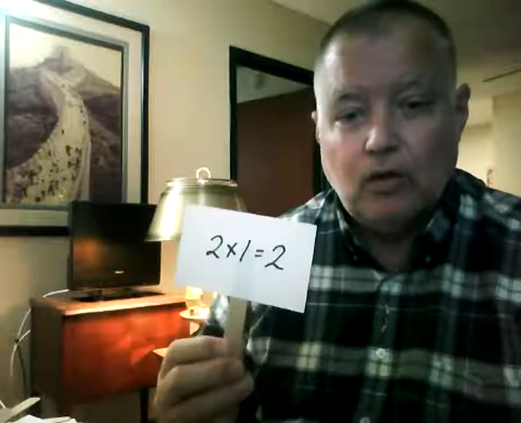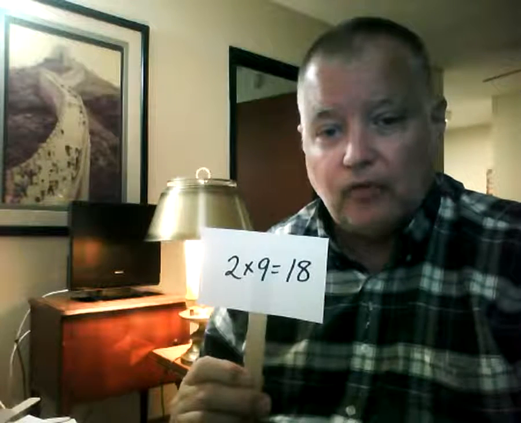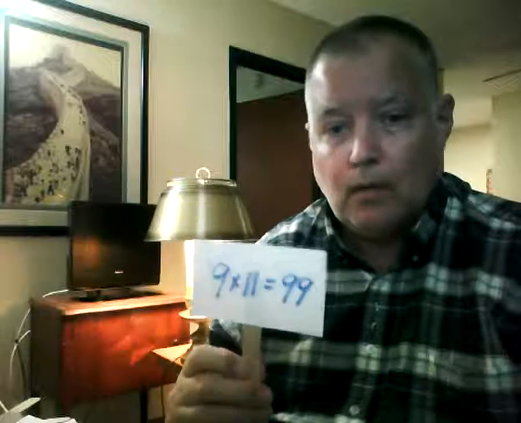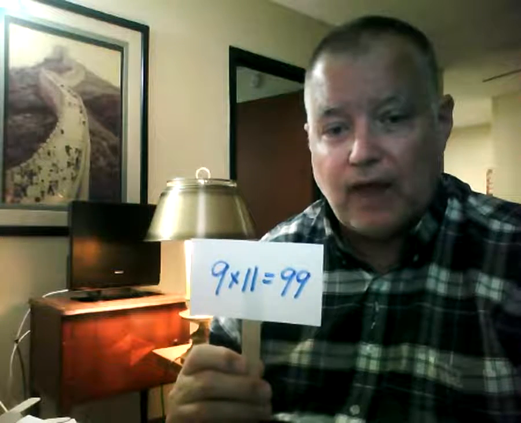again, and we'll do the multiplication again. Is that okay with you? Here's my smiley face. 2 times 1 is 2. 5 times 5 is 25. 2 times 9 is 18. 9 times 11 is 99.